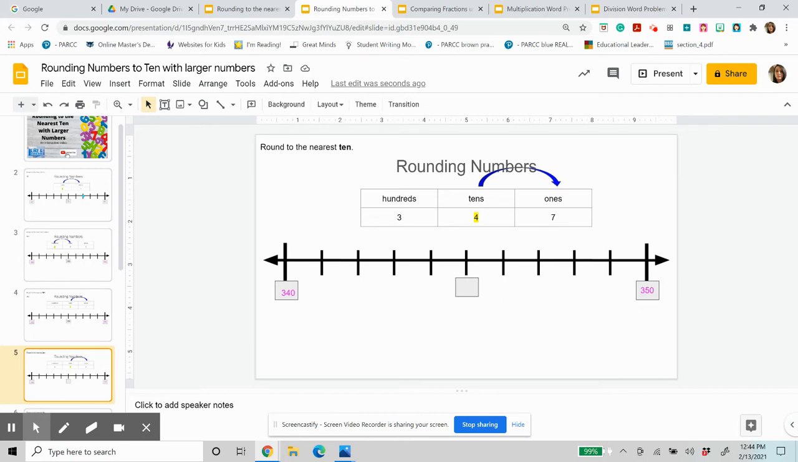How do we decide where it's closer? Well, we look at the 7. We know that if it's 5 or larger, we're going towards the bigger number. This 7 is bigger than 5. It's greater than 5, it's more than 5, however you want to say it. So we would round 347, if we were rounding to the nearest 10, to 350.